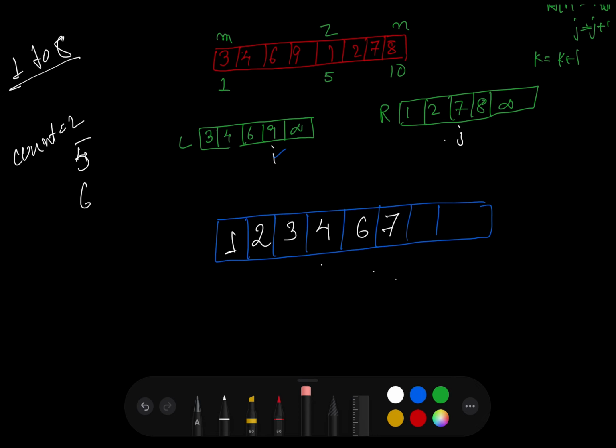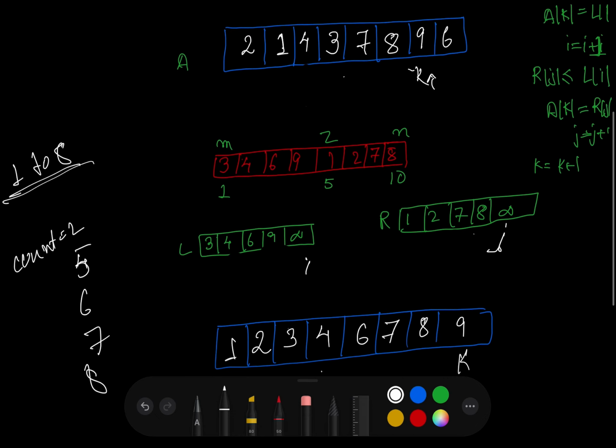So K gets incremented, J gets incremented, J is here, 9 and 8. So now 8 gets the place here, K gets incremented, and now J gets incremented. So it is 7, and the last 9 and infinity get compared. 9 is smaller, so 9 comes down to here, and I gets here, and K gets incremented. So for now this is 8. Since it will run for 8 times, the algorithm ends at this part.